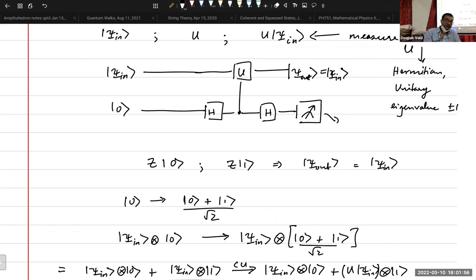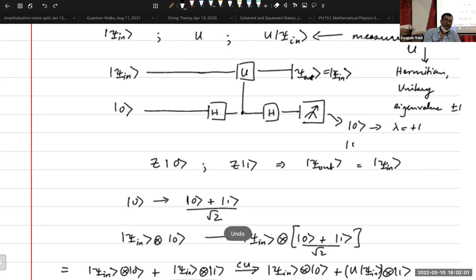So the measurement, if it's zero, that tells me lambda is equal to plus one. If it's one, tells me lambda is equal to minus one. And my original state is unchanged. It's unaffected by this. Right? This is really nice, isn't it? I mean, you just think about it, it's completely not something that intuitive, right? Intuition kind of fails here, no?